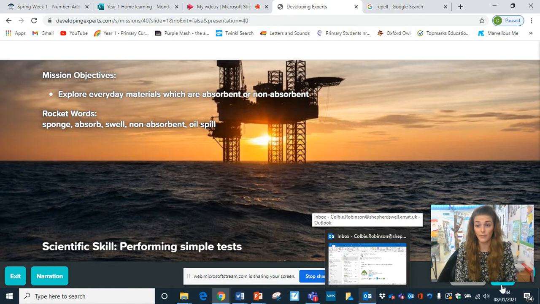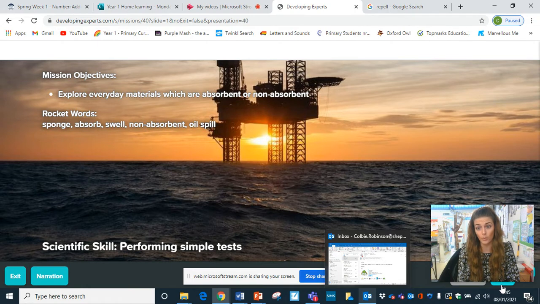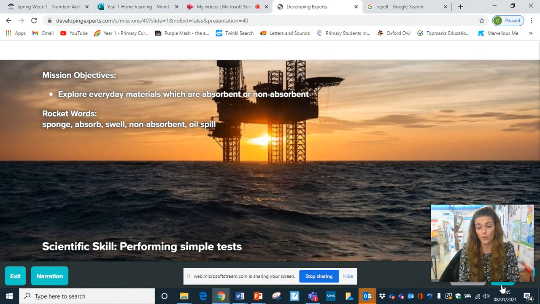So, your learning for this science lesson is we are learning to explore everyday materials which are absorbent or non-absorbent. Okay, and the rocket words are sponge, absorb, swell, non-absorbent, oil, and spill. All of those words are your key words that you'll be using and learning about today.